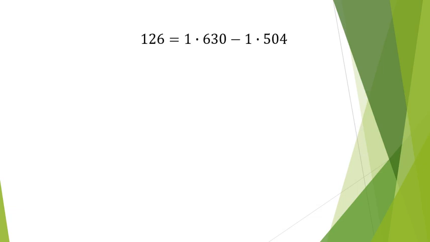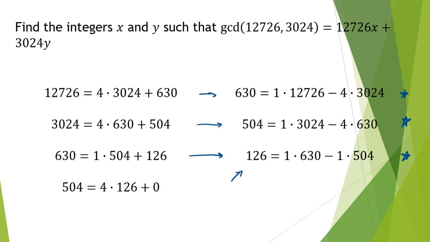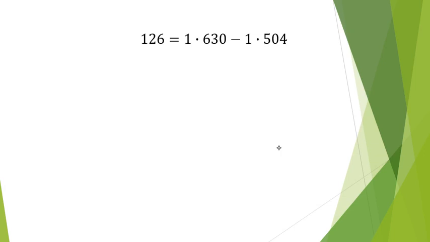So 126 is 1 times 630 minus 1 times 504. Okay, looking back at our three equations that we found here, I have a 504 here.